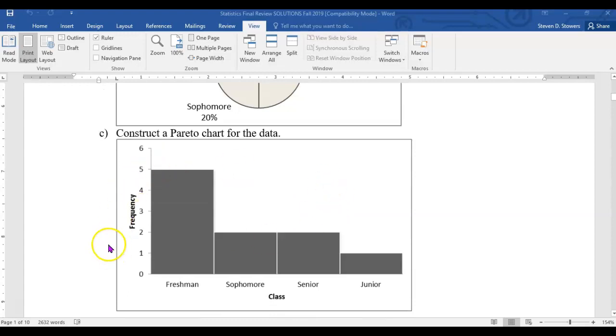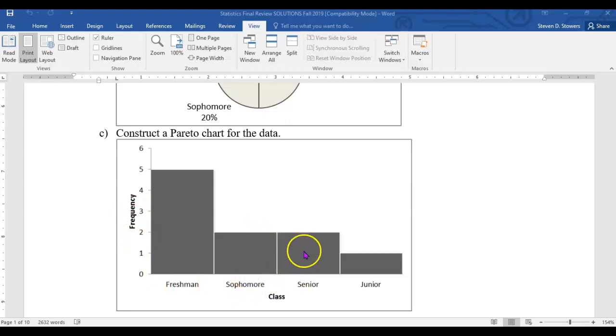A Pareto chart would look like this, and it does have to be arranged in order of frequency. So the freshmen are first because there are more of those than anything else, and the juniors are last. And notice that my scale starts with 0 at the very bottom and goes up consistently so that there's the same amount of space from 0 to 1, 1 to 2, 2 to 3, and so on.